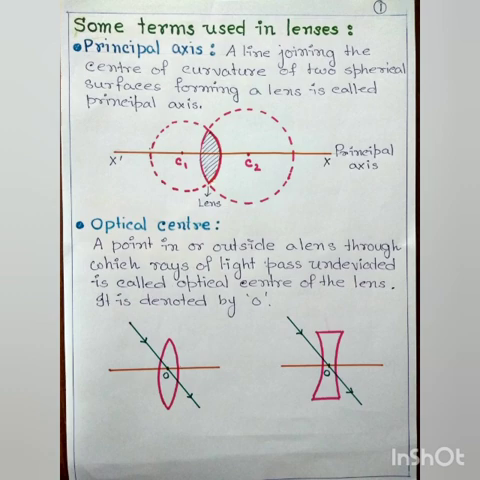Next we will discuss optical center. A point in or outside a lens through which rays of light pass undeviated is called the optical center of the lens, and it is denoted by O. See here, we have considered both the convex and concave lens, and here O is the optical center through which if a ray passes, it will not deviate its path.